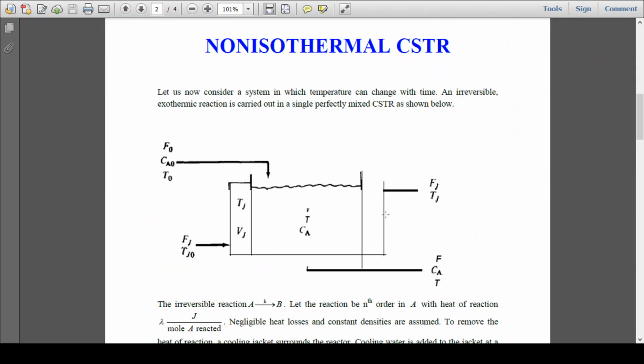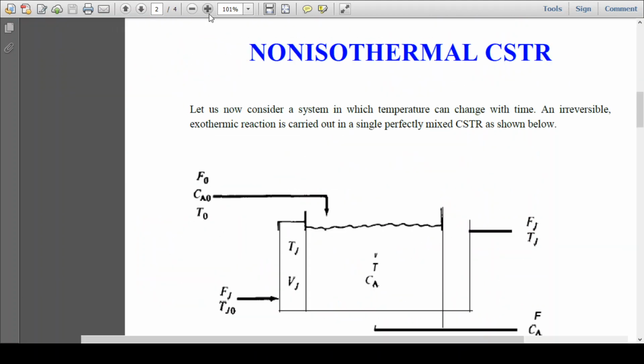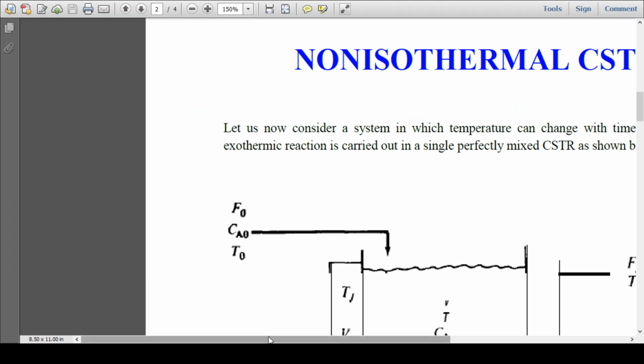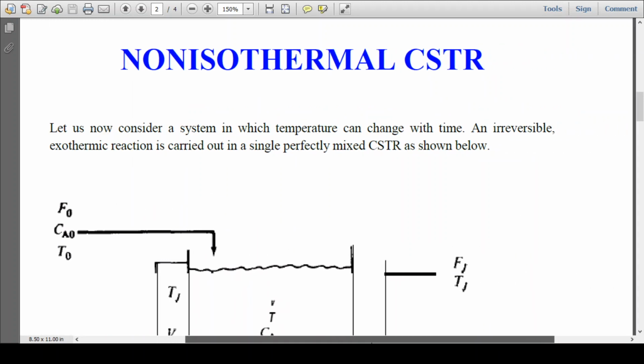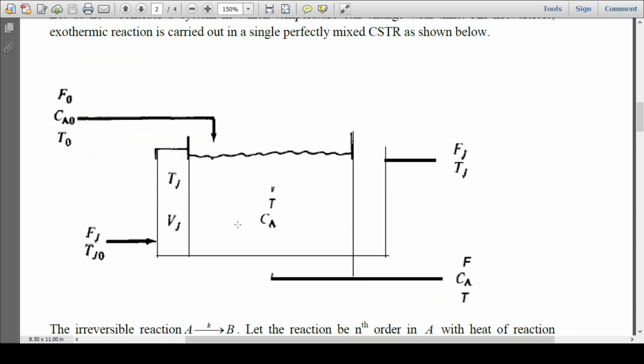Today I am going to explain the modeling of a non-isothermal CSTR. This is the non-isothermal CSTR here. The feed is being charged with F0, Ca0, T0, the temperature inside the reactor having volume V, temperature T, and inside concentration Ca.